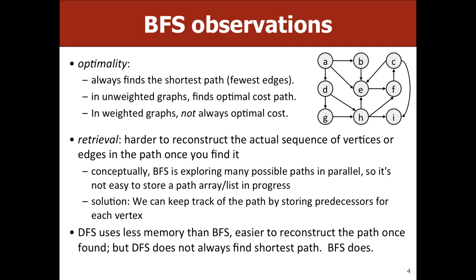Depth first search uses less memory because it doesn't have that whole queue, and it's a little bit easier to reconstruct the path. But BFS finds the shortest path. So there are just some trade-offs that you might want to think about if you ever are told, okay, you just need to find a path between two vertices.